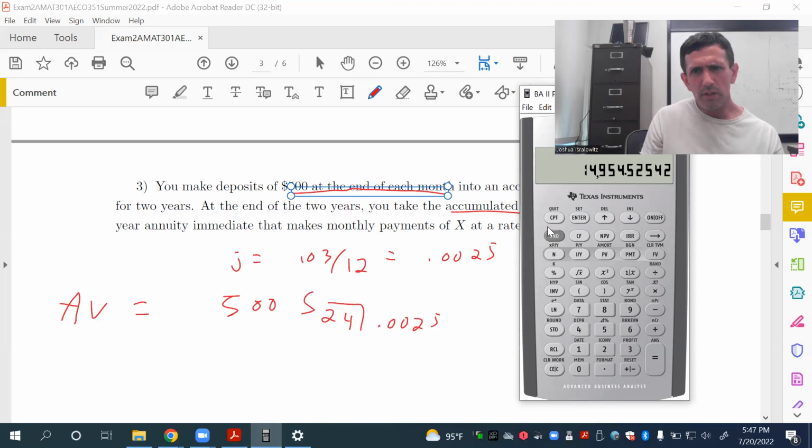So let's see what it says. 500 payment, 24N, 0.25%, 12,35 and roughly 41 cents.